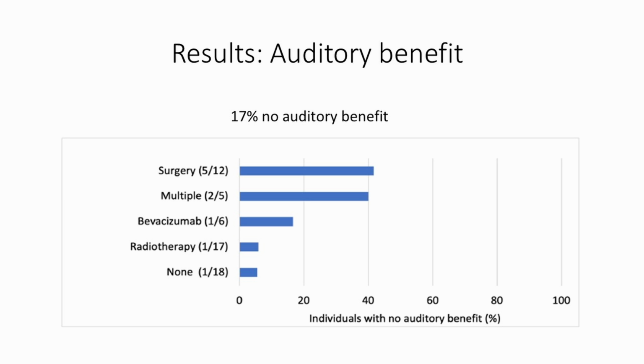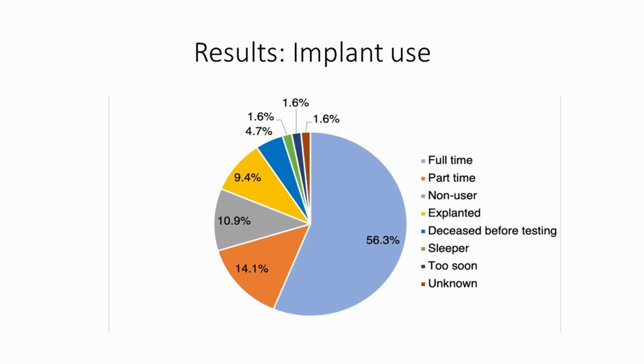So you will have seen in the first slide, looking at the whole group of cochlear implant patients, that the vast majority get a lot of benefit from their cochlear implant. But in NF2, that isn't the case. There's about 20% of people that don't really get very much benefit from a cochlear implant and then stop using it. Okay, next slide, please.